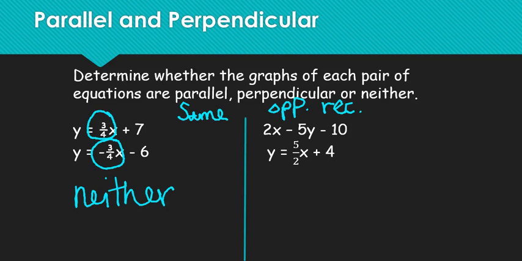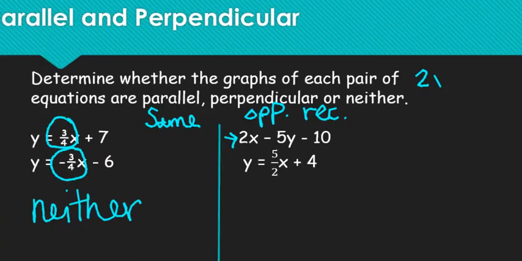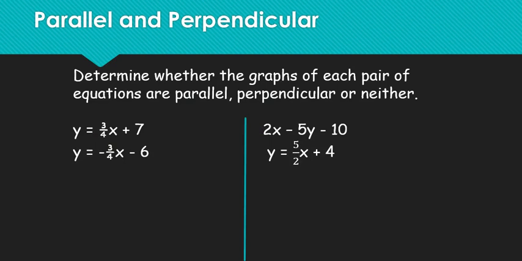Okay? Now looking at this, we have to put it in slope-intercept form first. So I'm going to rewrite it right over here. So we'll have 2x minus 5y, and that's supposed to say equals 10.